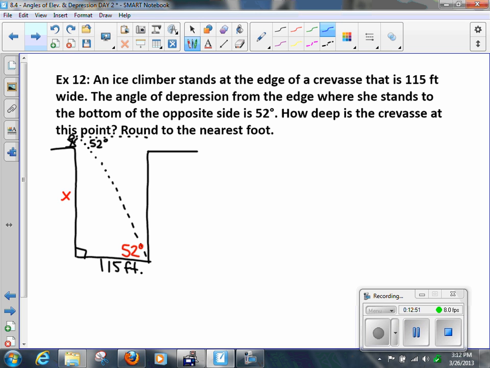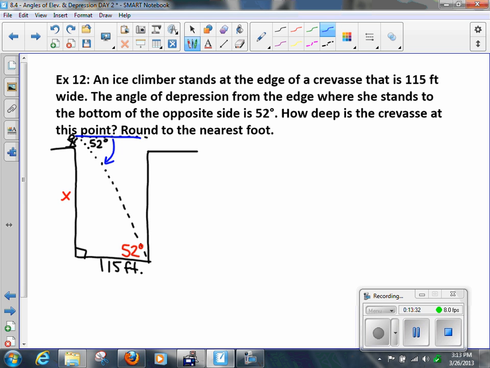You already got this one up? Do this one. Let me talk you through this. If everybody would jump to 12, look at what you're given. I'm going to start here and work back. It says an ice climber stands at the edge of a crevasse that is 115 feet wide. The angle of depression from the edge where she stands to the opposite side, her line of sight down, is 52 degrees. How deep is the crevasse at this point? Round to the nearest foot.